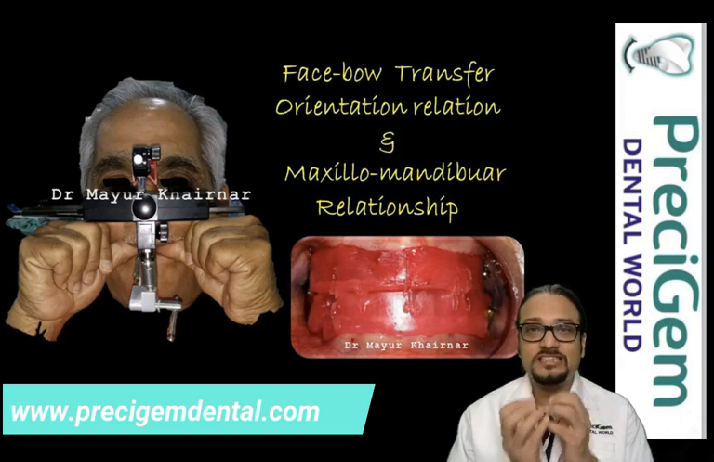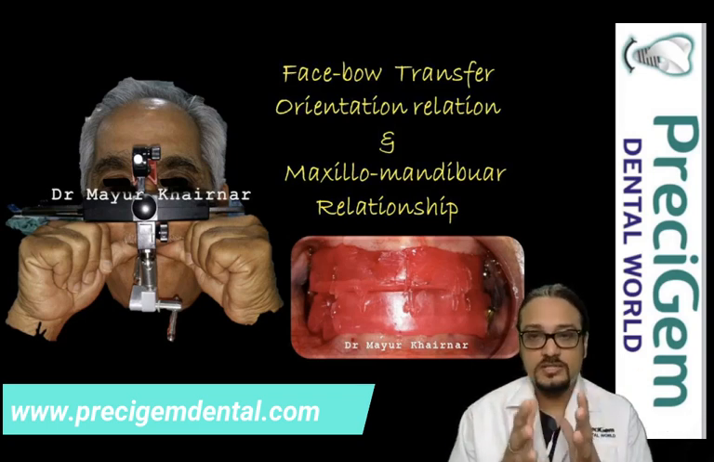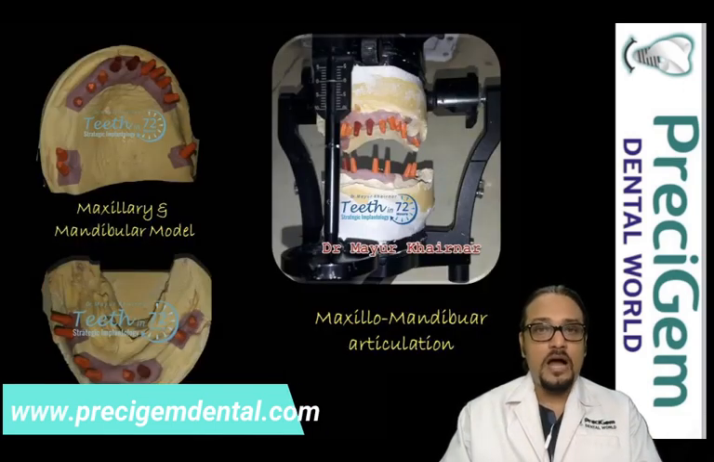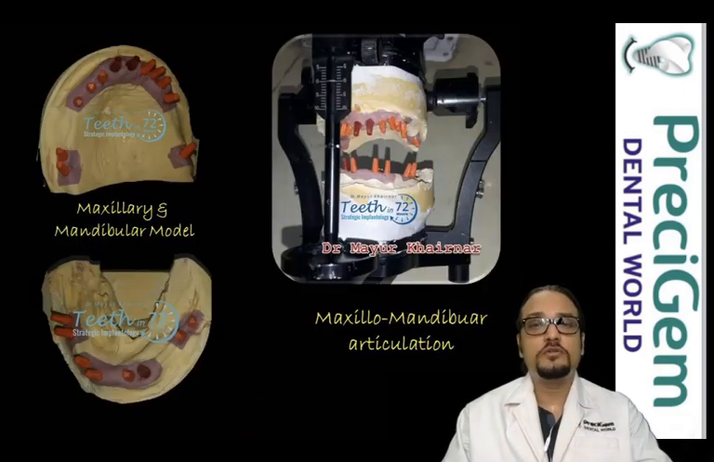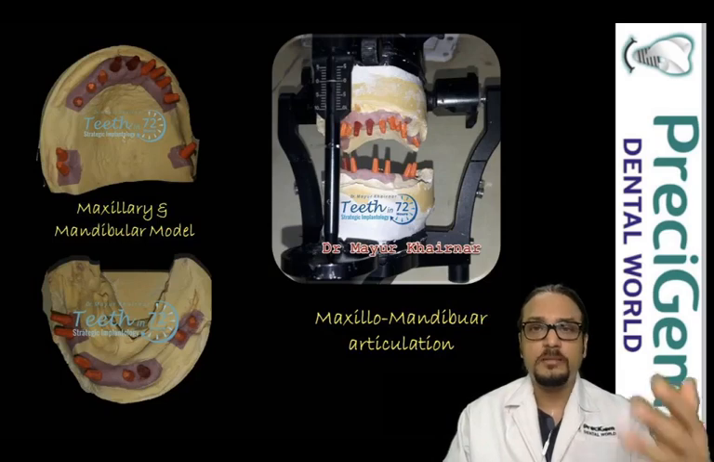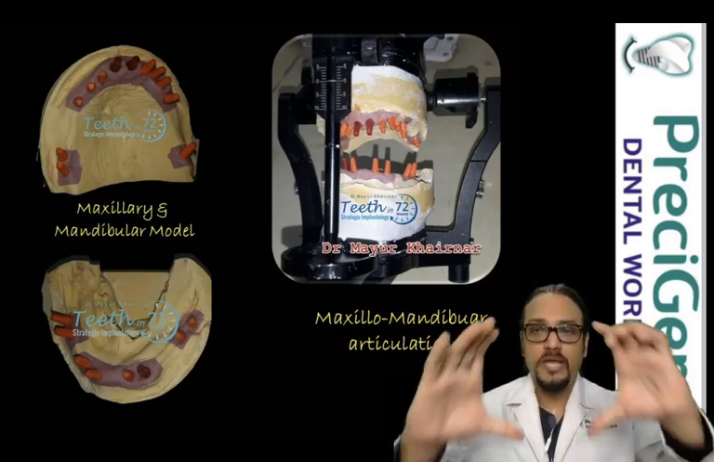That is a face bone transfer and jawbone relationship. Also your jaw relationship means how you close your jaw. So we record that position with the help of this step, and after that impressions are taken. It has been sent to the lab. The laboratory pours the cast. They make your model. On this model they make an articulator.